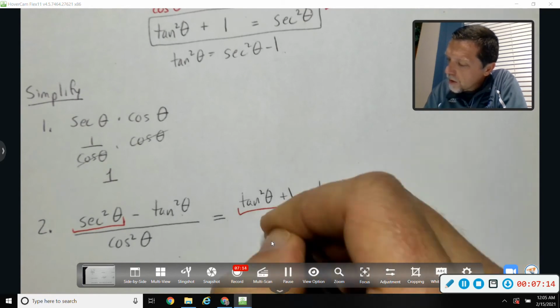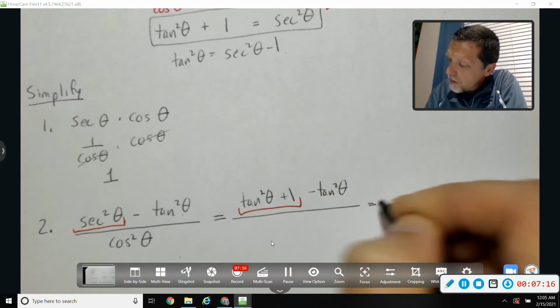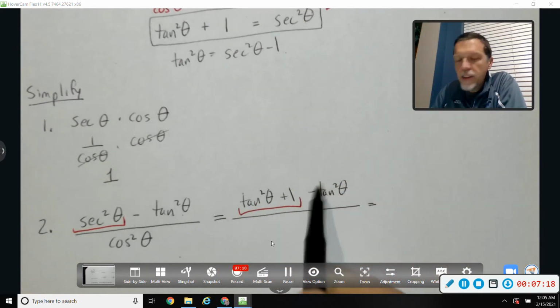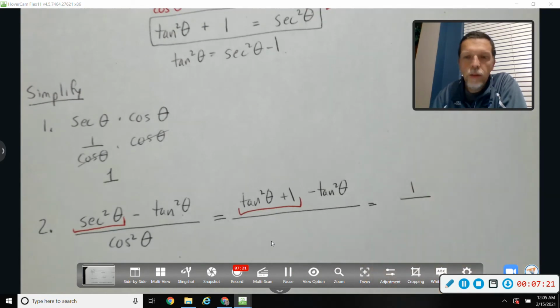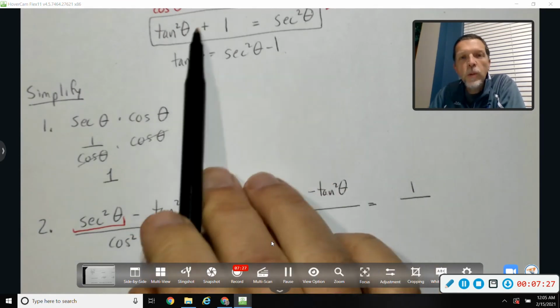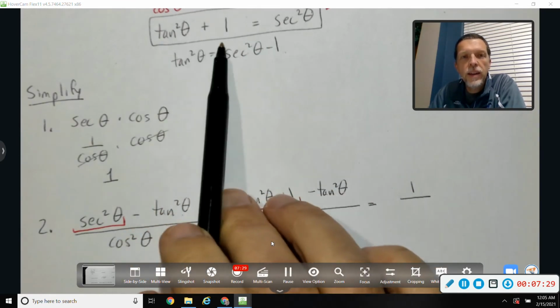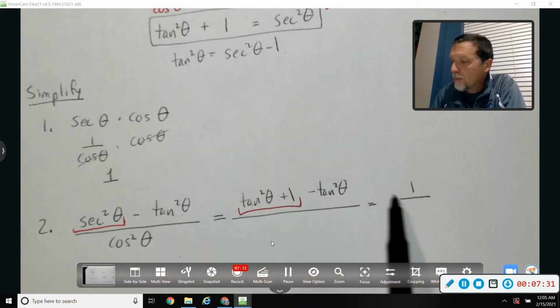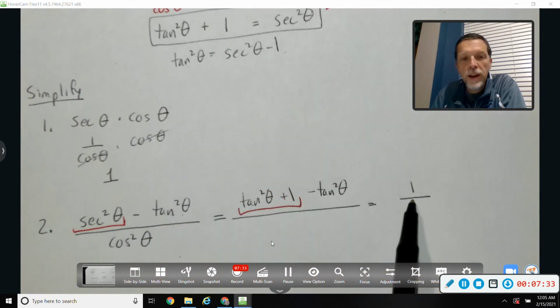Minus tangent squared theta. Tangent squared minus tangent squared cancels out, and you're just left with 1. I'm okay if you can start here and get all the way to here, because you're just rearranging this identity. So if you're comfortable with that, I'm comfortable with that, and it's probably the preferred way to go.